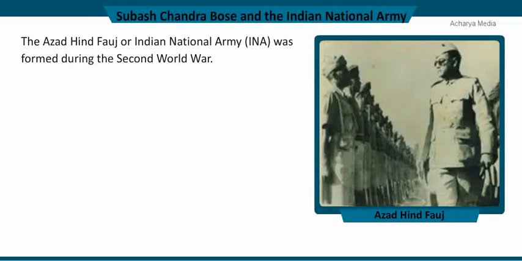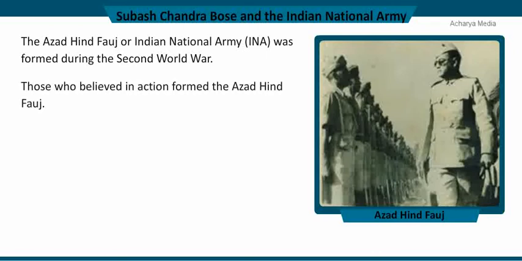The Azad Hind Fauj or Indian National Army, INA, was formed during the Second World War. Many patriotic Indians felt that India could not gain independence through peaceful means. Action and violence in the form of armed attacks on the British was the need of the hour. Hence, those who believed in action formed the Azad Hind Fauj.